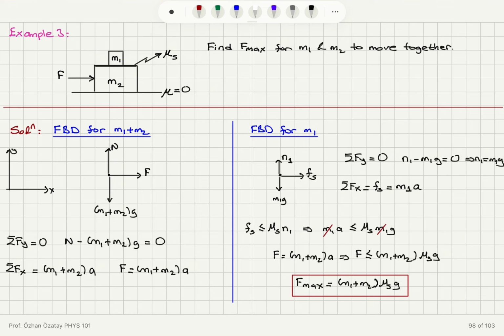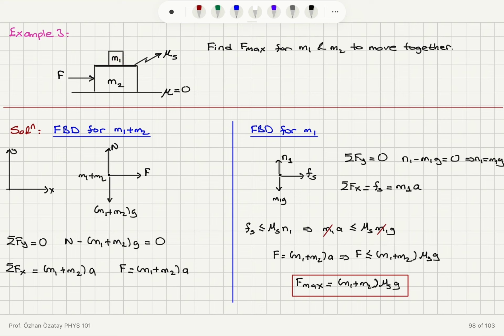Okay, so in this case, we're looking for a maximum value of the static friction that keeps M1 and M2 moving together. So we've looked at the free body diagram of the combined system, where the forces are the normal force, the weight, and F. So we don't have to consider the friction between the two objects because the two objects are moving together as a single particle with mass M1 plus M2. And for this case, I can see that F is equal to the total mass times common acceleration.